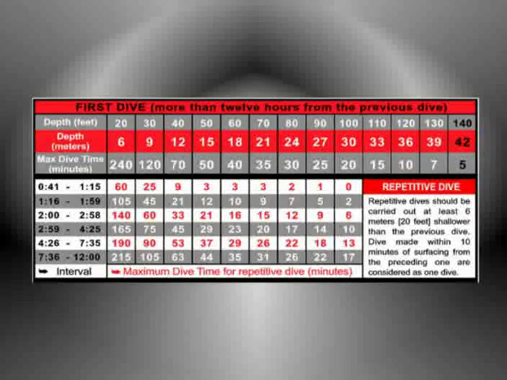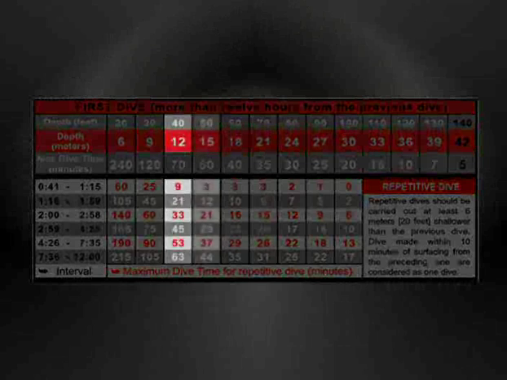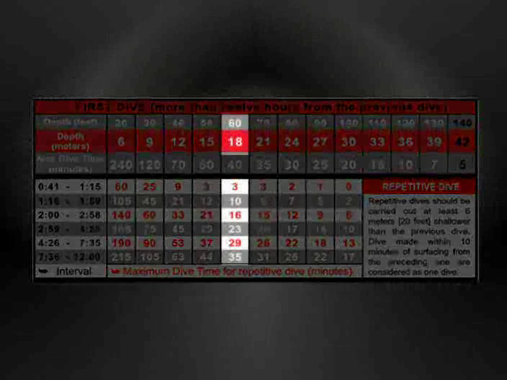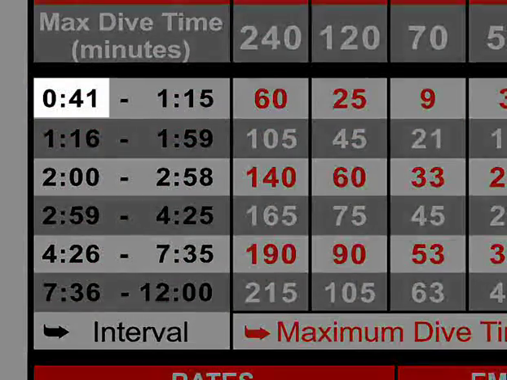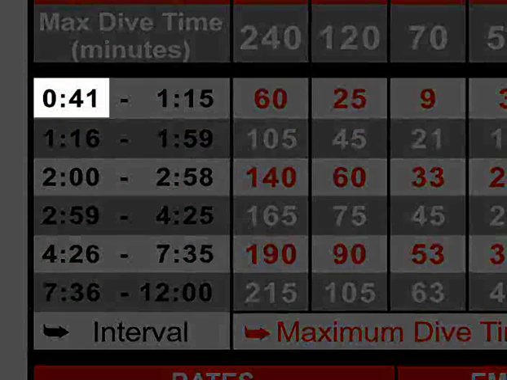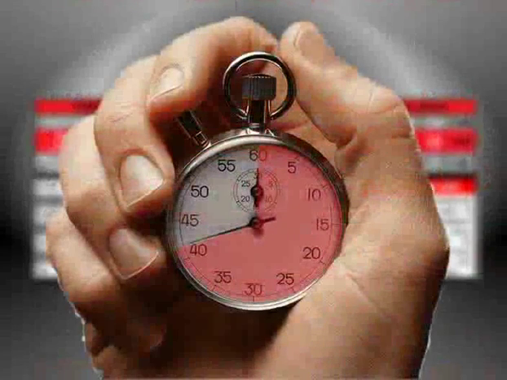The maximum dive time given for each depth is reduced to take into account the quantity of excess inert gases still dissolved in our body tissues. As you will notice, the minimum interval between a first and a repetitive dive is 41 minutes. Therefore, you must spend at least 41 minutes on the surface before you can make a second dive.